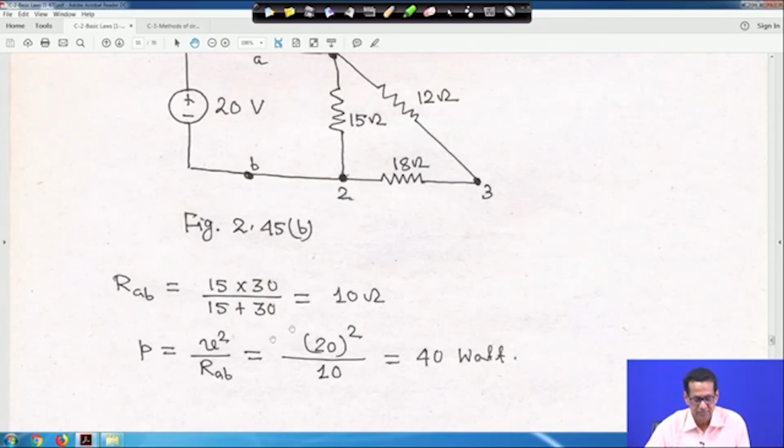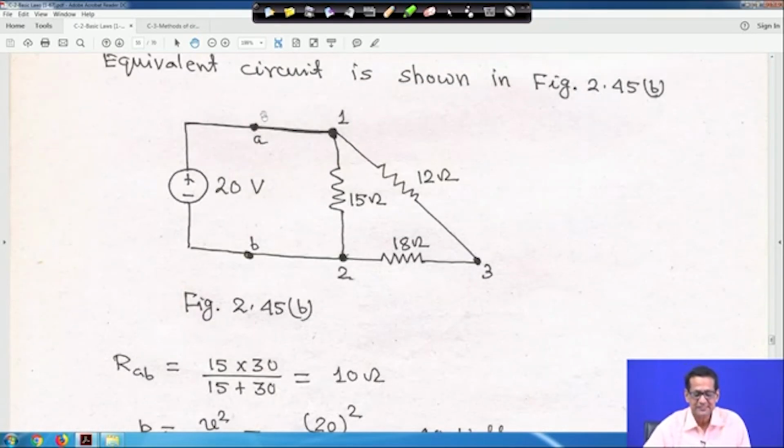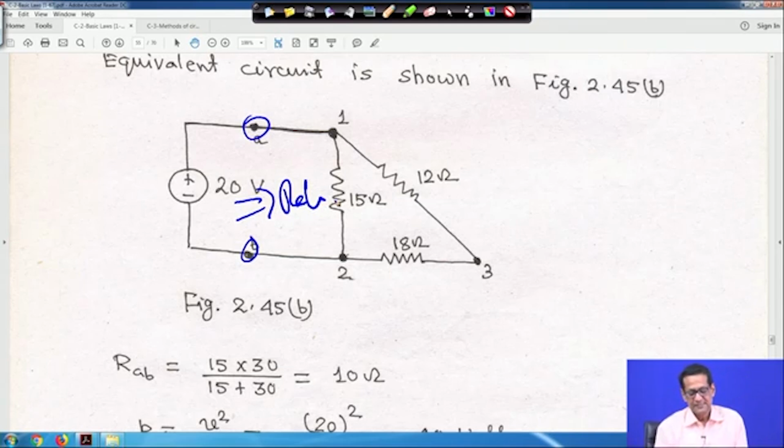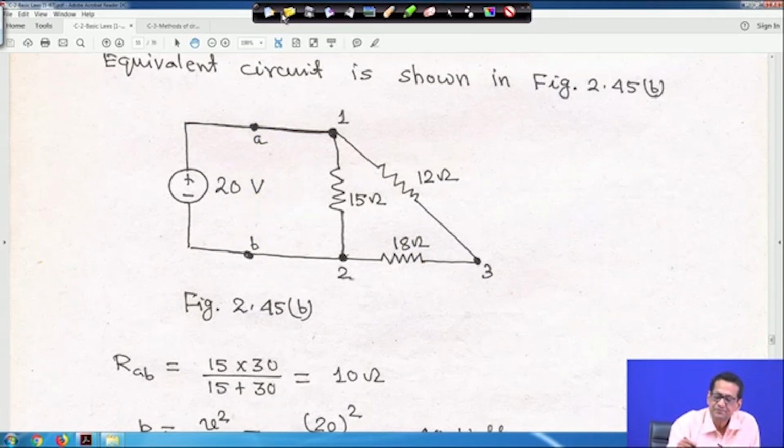So, equivalent to 10 ohm, and power delivered is, we know, V square upon RAB, because this is actually the RAB equivalent resistance, because this terminal is A, this terminal is B. So, this equivalent is RAB, right. So, RAB is equal to 10 ohm, because 12 and 18 is 30, 30 into 15 by 15 plus 30. So, 10 ohm, right. So, cleaning it.